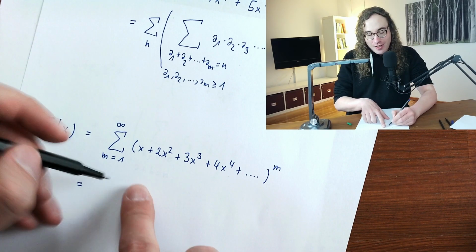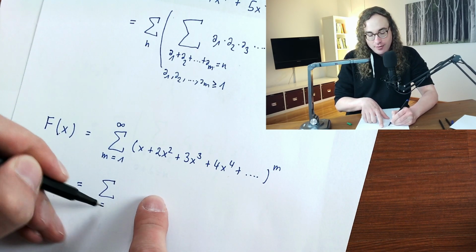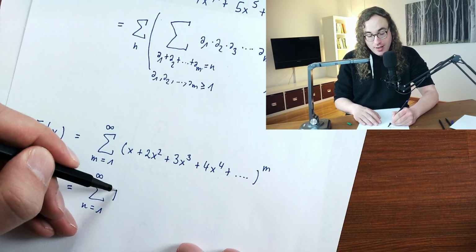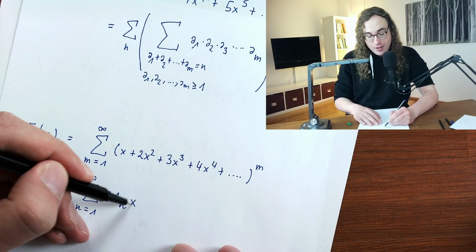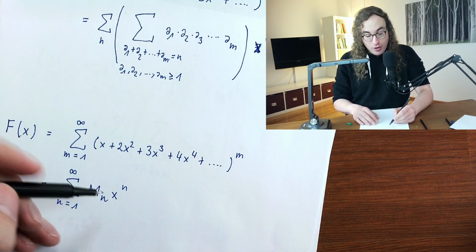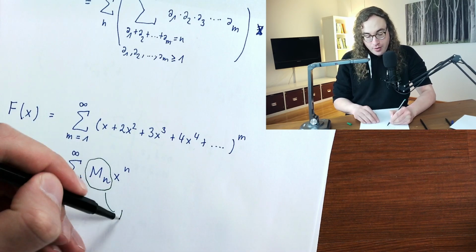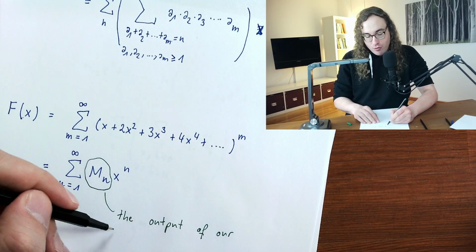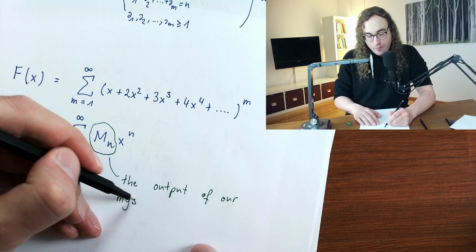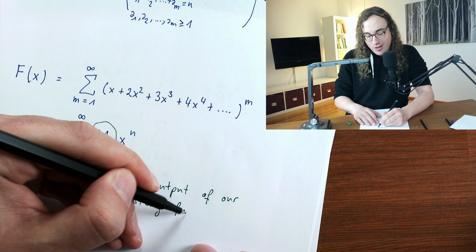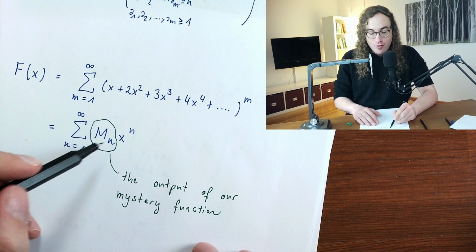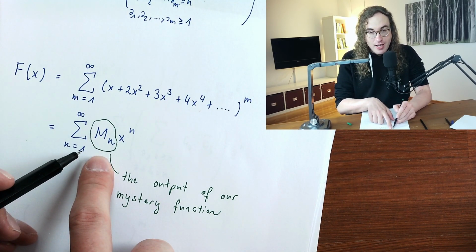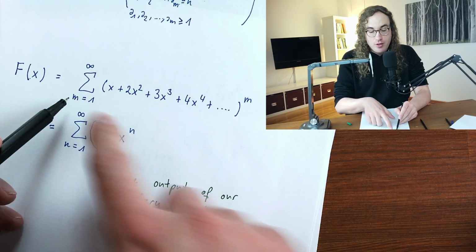And I claim that when I expand this in n, going from 1 to infinity, I get precisely mn times x to the n, where mn is the output of our little game. So these are the output of our mystery function, the function which we studied at the beginning of this video. I'll just call these values mn now. And I claim that this is exactly what I get when I expand all these products and sum them all.